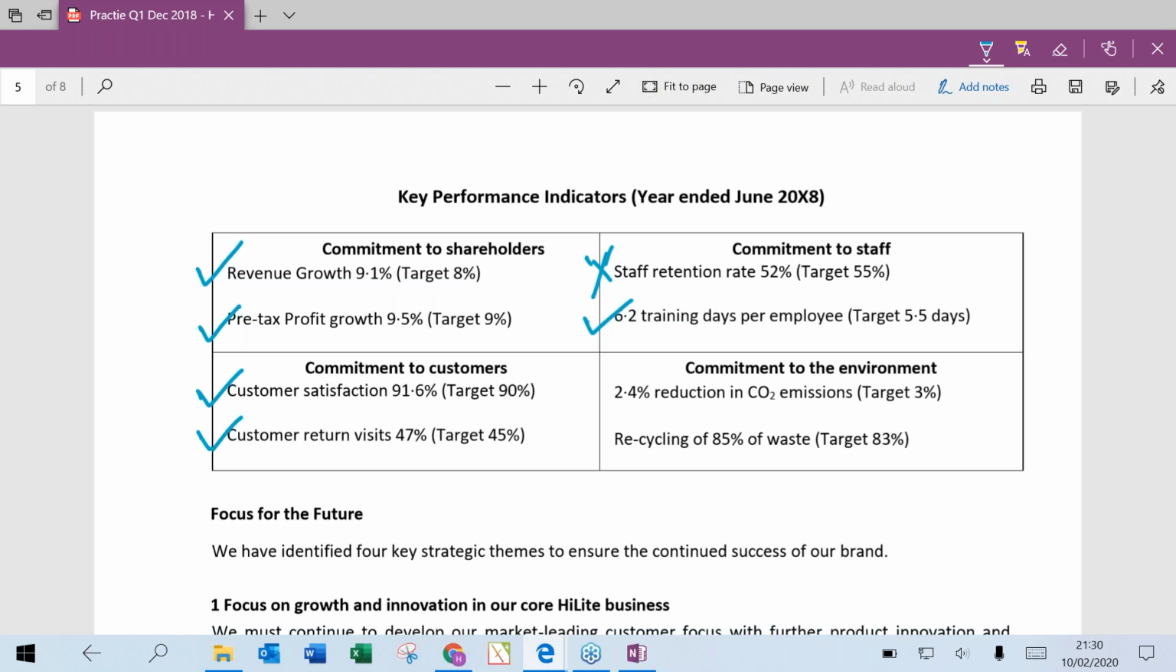Well done, Mr. CEO. Commitment to the environment. 2.4% reduction in CO2 emission, target 3%. So I think they missed this target. And recycling of 85% of waste, target 83%, they achieved that.